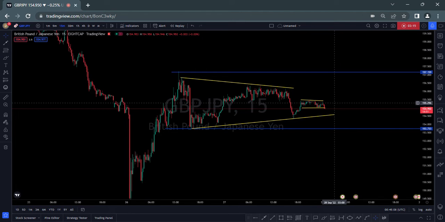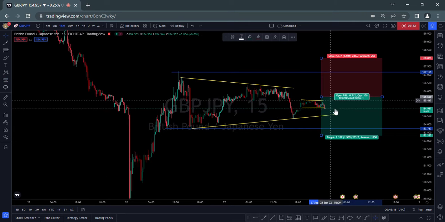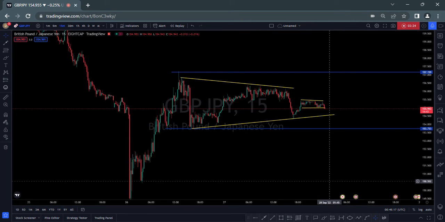So I'll be watching this trade and see how it evolves. So that's a quick update on GBPJPY.